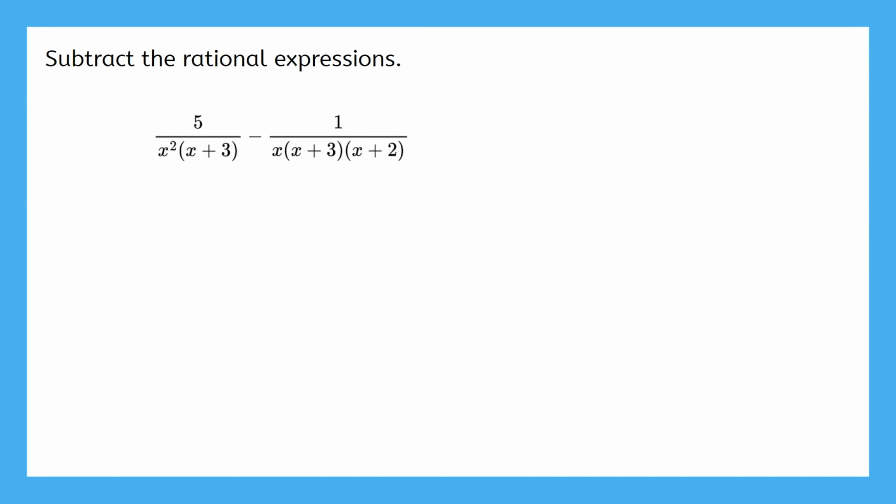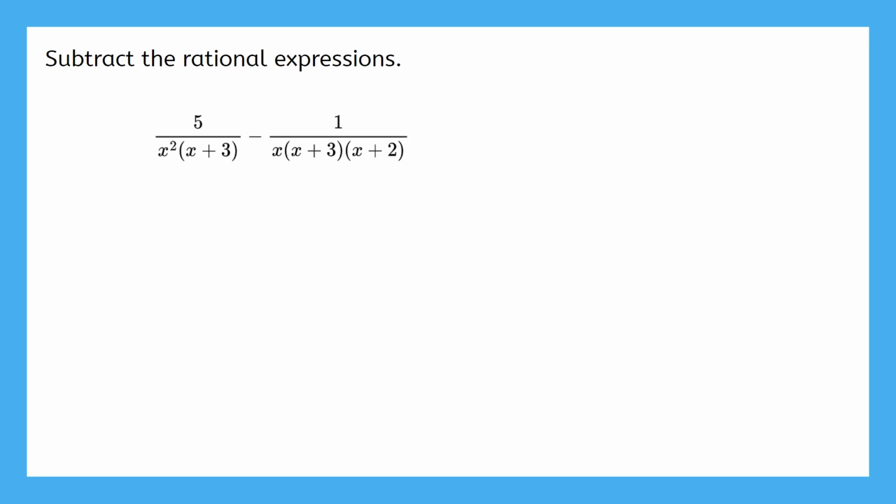Now let's subtract the rational expressions in this practice problem. In the denominators, we have factors of x squared and x plus 3, and x plus 3 and x plus 2 in the other. Once again, we want these to match, so if one denominator is missing a factor that's in the other, we have to find a way to include it. Why don't you pause the video and keep going with this problem from here? Get as far as you can without help.